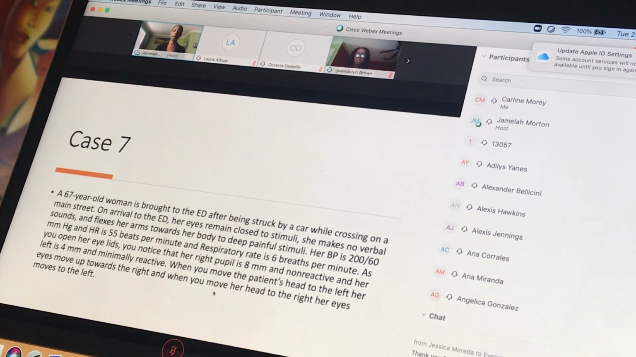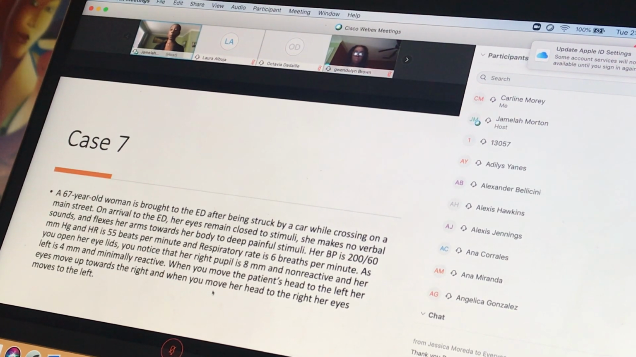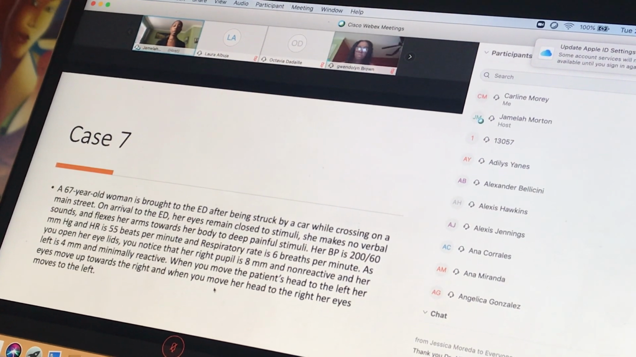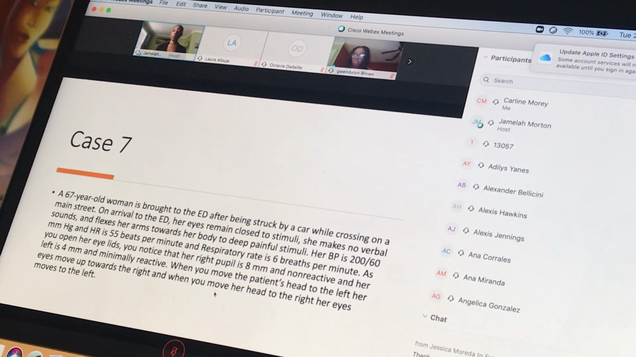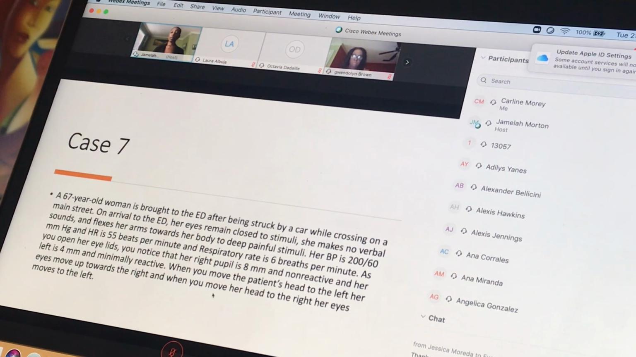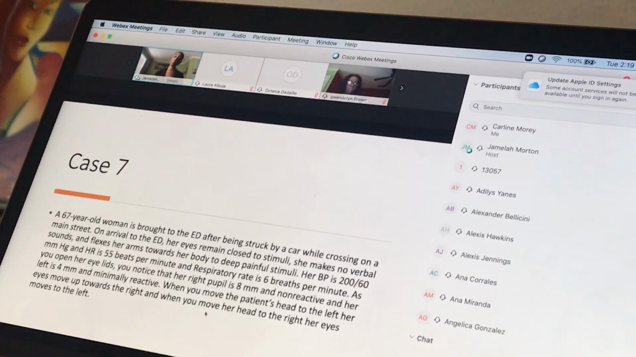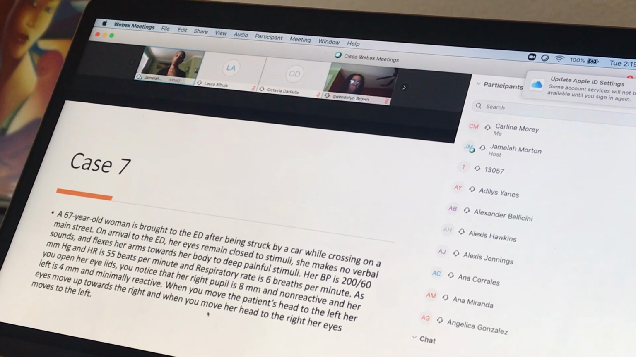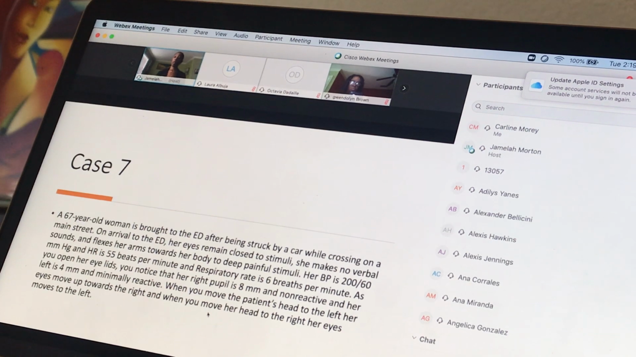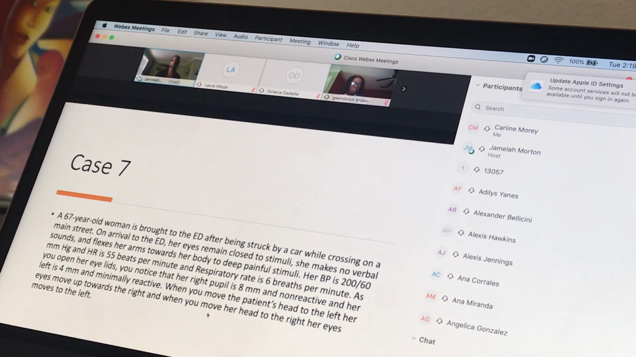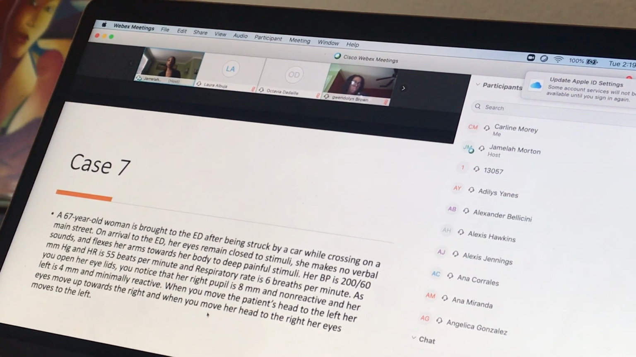As you open her eyelids, you notice that her right pupil is 8 millimeters non-reactive, and her left is 4 millimeters and minimally reactive. When you move the patient's head to the left, her eyes move up towards the right, and when you move her head to the right, her eyes move towards the left. Okay, so that's a whole lot in that one scenario.